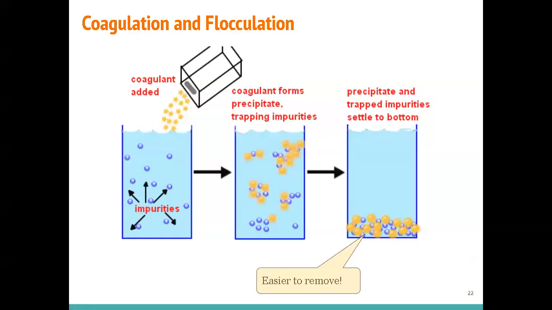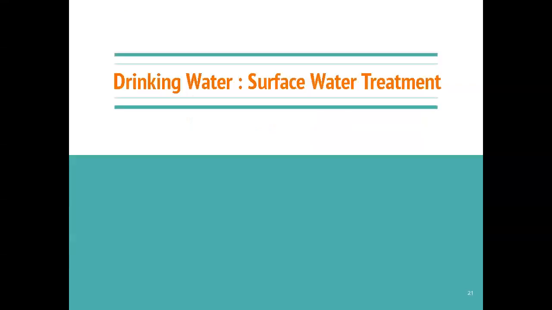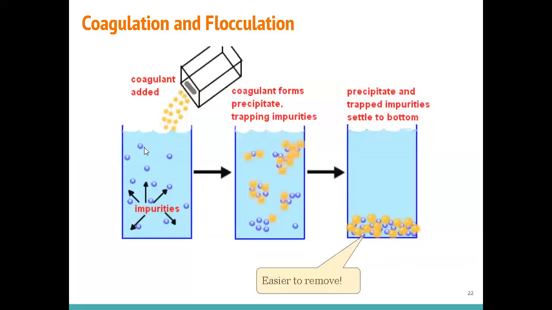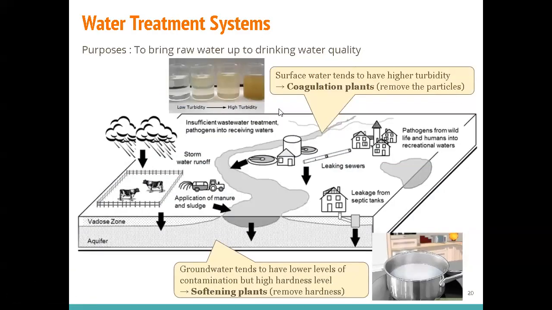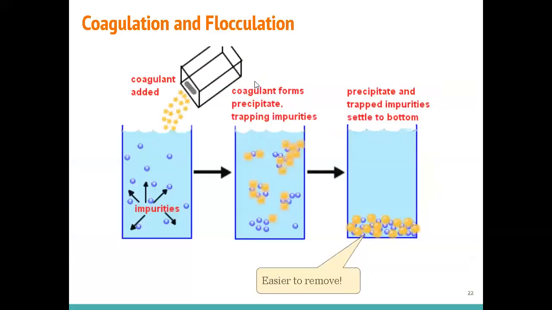Okay, so how do we treat the surface water? So this is how we treat it. For the surface water, we need the so-called coagulation plants here to remove the particles. So next part we'll be talking about that. Okay, so what's coagulation? It's a very, very simple idea. We put in some coagulant, the so-called coagulant. It's supposed to be sticking the impurities together here.